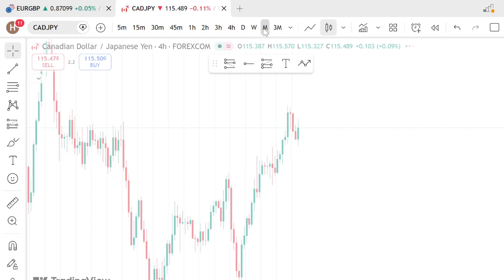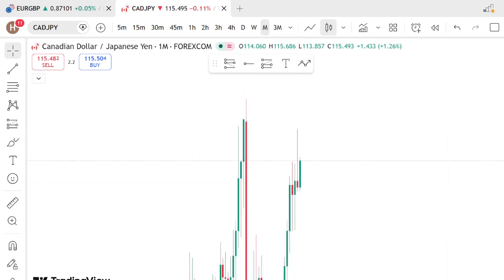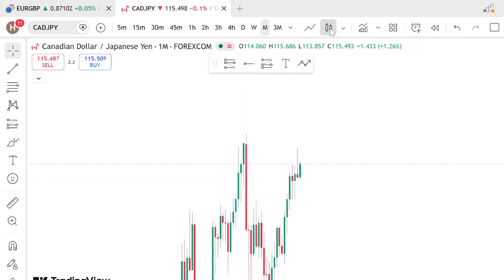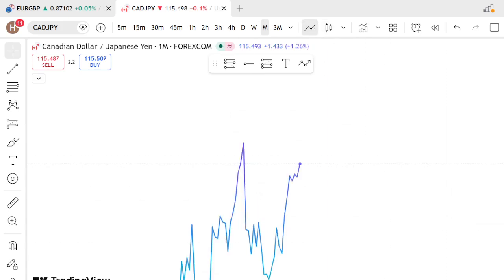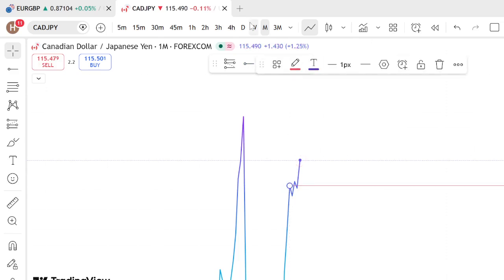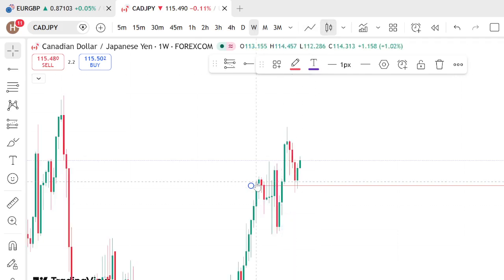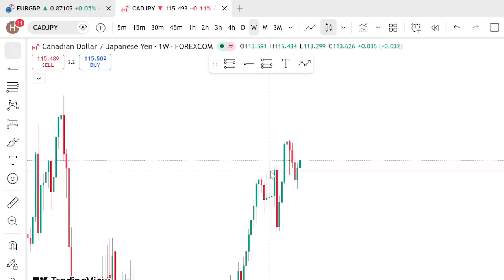So let's start the analysis from the monthly time frame. From the monthly time frame for this pair, we were bullish. Now the last breakout on this pair on the monthly time frame was to the upside. And when it comes to the weekly time frame also, the recent breakout was also to the upside.